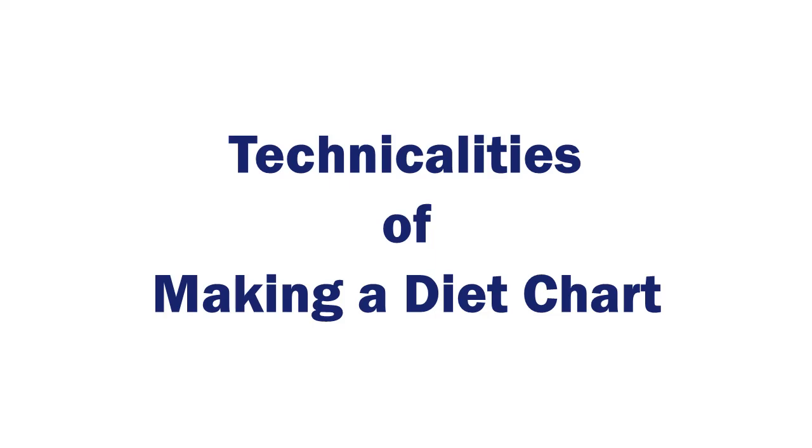Now you come to step two of your diet chart. What is step two of your diet chart? It is making the diet prescription. What is the diet prescription? You basically calculate the protein, carbohydrate, fat, and the calories.